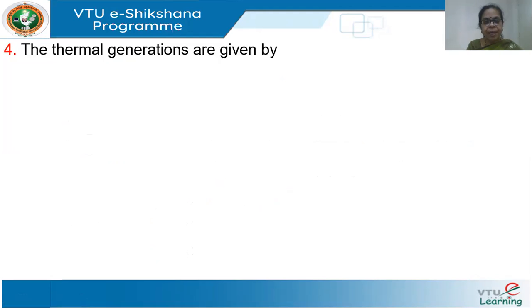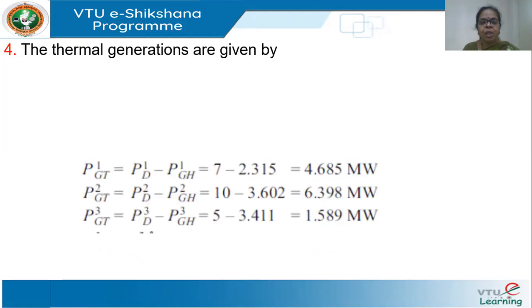The generation at any instant must be equal to loss plus demand. Here no data is given about loss, so we will assume the transmission loss to be zero. Otherwise, you know the loss equation. If you are given the loss coefficients, B coefficients, you can calculate the loss equations, and then you can find out the thermal generation.